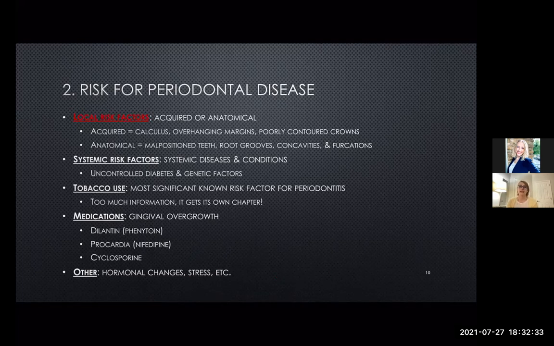Now we're talking about calculus or overhanging margins, poorly contoured crowns. This is where I want you to take a second and think about what all of these things have in common. Calculus is always covered in plaque biofilm, overhanging margins always retain it, and poorly contoured crowns retain plaque biofilm. So these are local risk factors for the development of periodontal disease, and they are acquired. They're not naturally occurring. We have acquired them through the means of not getting a cleaning or a poor restoration.